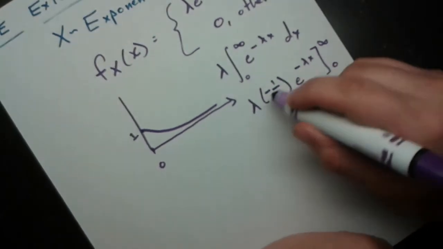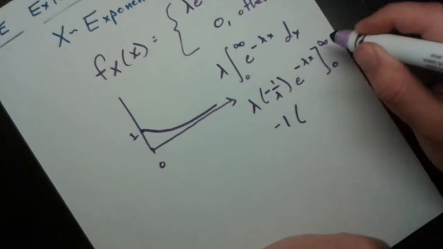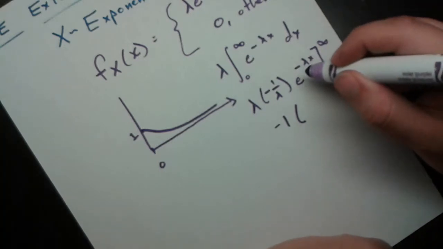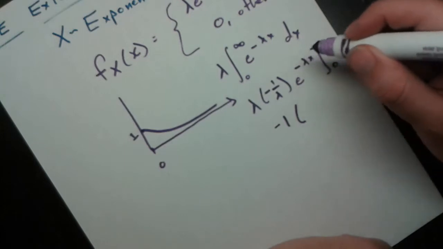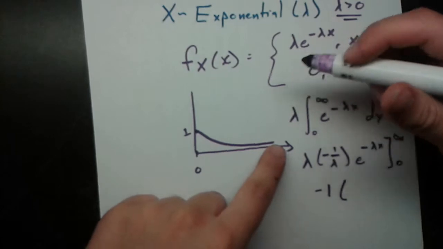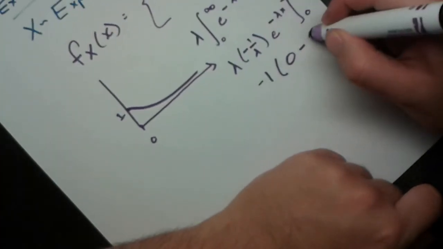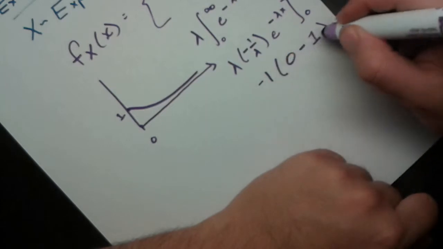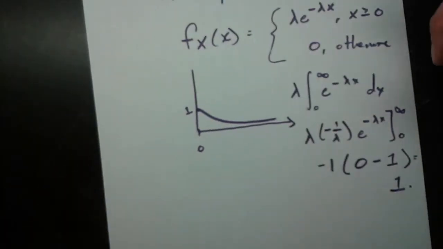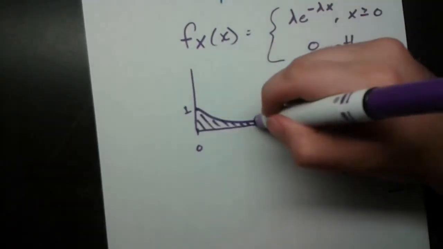So this computes nicely. This is minus 1. Now we have e to the minus lambda infinity, and since lambda is positive, that's really e to the power of a negative huge number, and that becomes 0, as we see from the graph, right? It tapers down towards 0. So really that's 0 minus, and when we plug 0 in here, we get 1. So we get negative 1 times negative 1, which is 1, which is good. That is what we're supposed to be getting. So the integral under this whole graph is indeed 1.